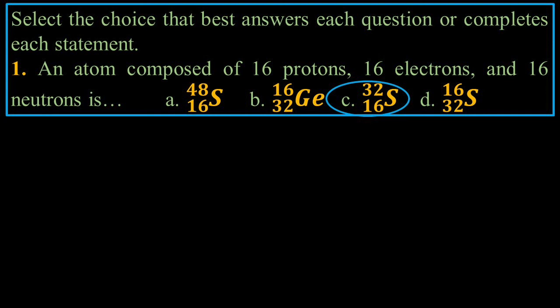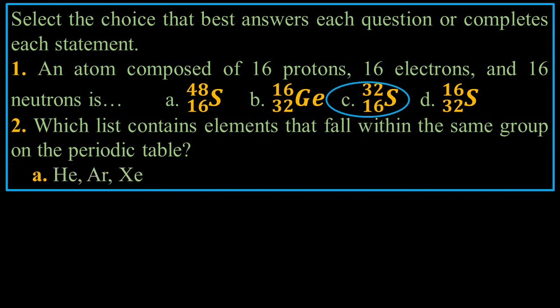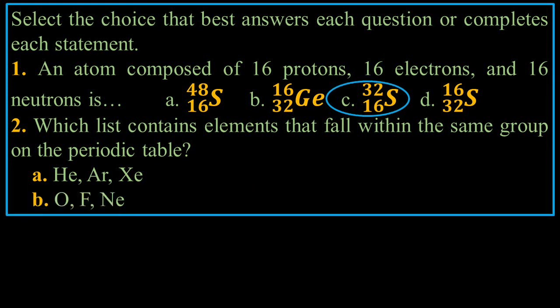So it's certainly not B. That's germanium. That's kind of out there. 16 protons. Okay. Which list contains elements that fall within the same group on the periodic table? Well, I think that's the answer because those are all noble gases, and those are all in the group called noble gases.